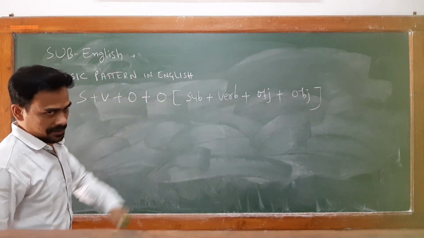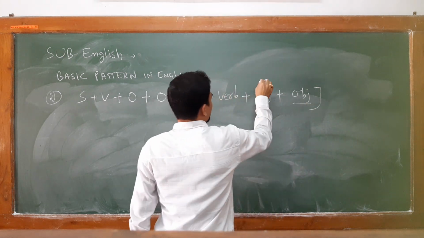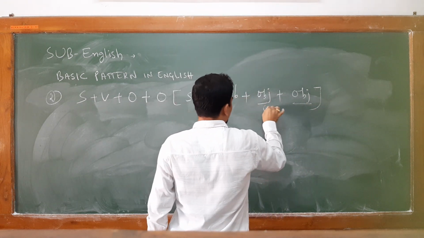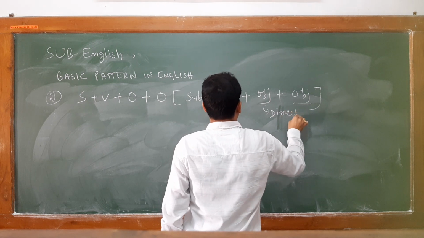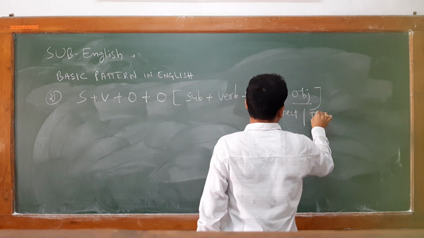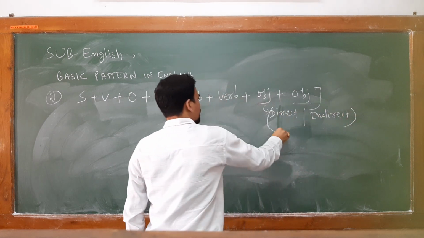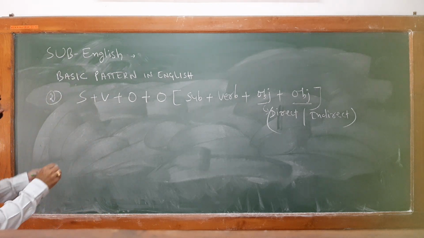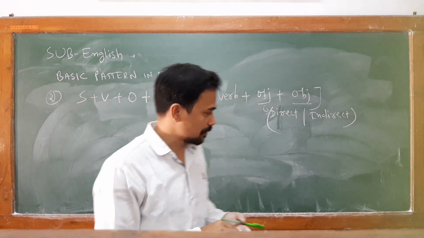Now, what is object plus object? Object can be of two types. Your object can be direct or it can be indirect. Now let me cite one example. I will show you how in a sentence more than one object can be there also.